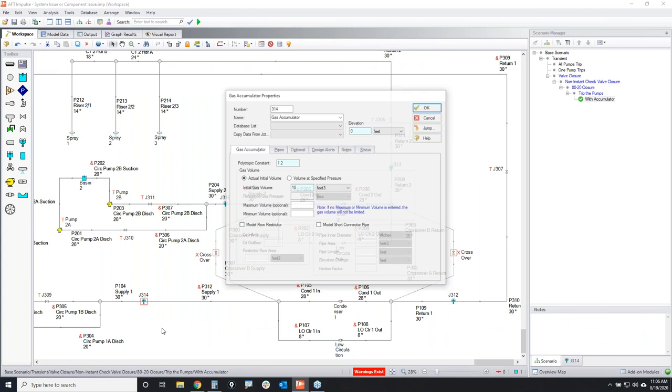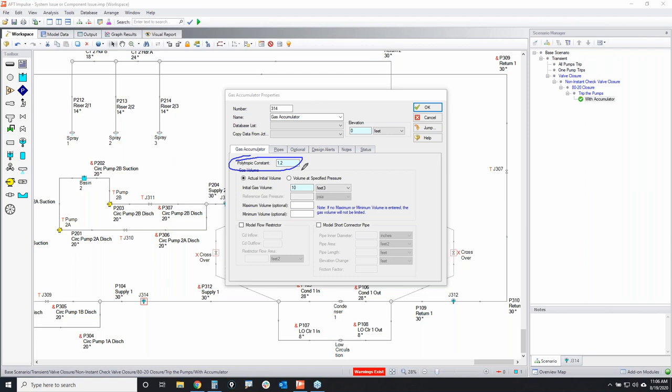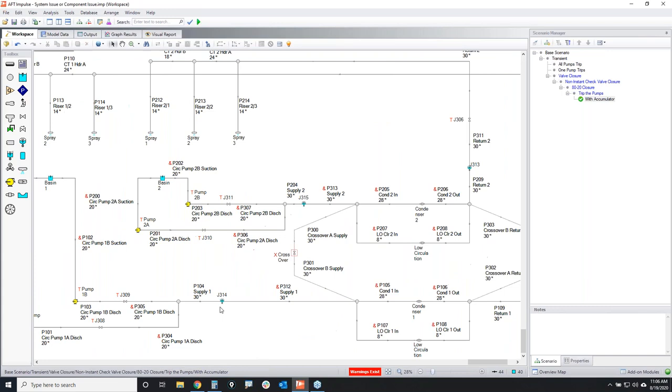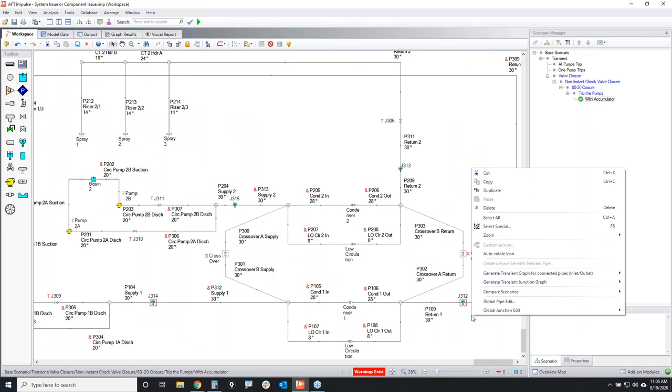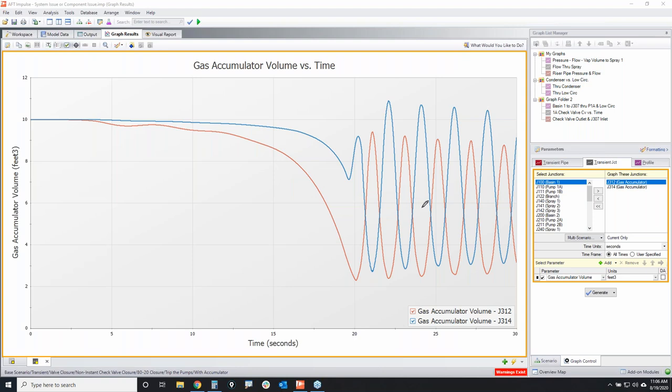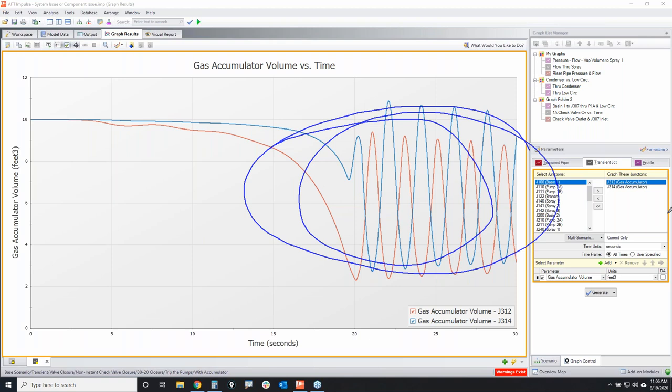Here, I just took a guess. I have a polytropic constant for air, and I'm pre-charging the accumulators with 10 cubic feet of air. I'm just starting off with that as a guess, just to see if that does anything at damping out our surge pressures. You can take a look at the gas accumulators' change in volume and pressure over time. Based upon the change in volume of the gas accumulator, you can see that it is absorbing pressure waves. That's what's going on for both of those gas accumulators.